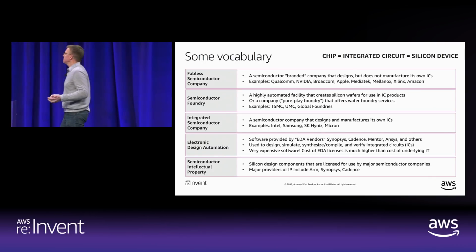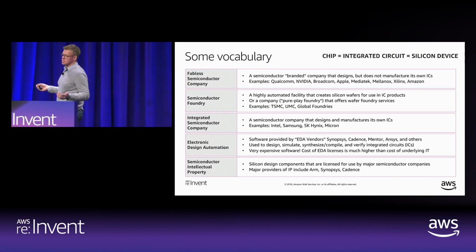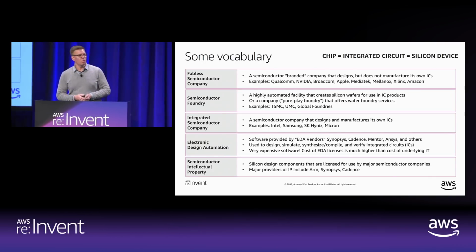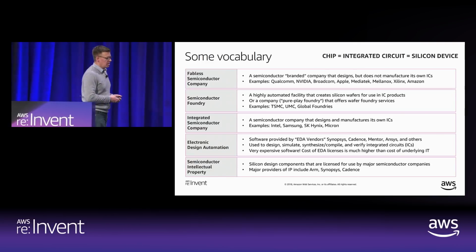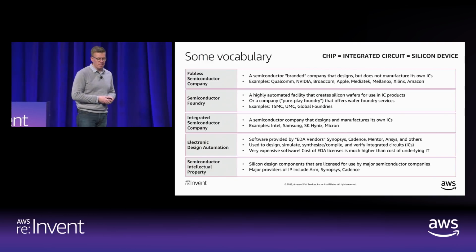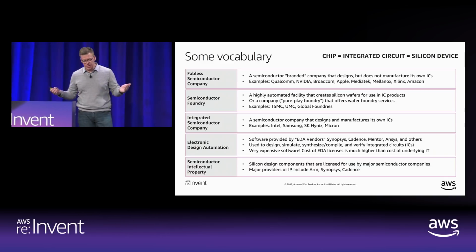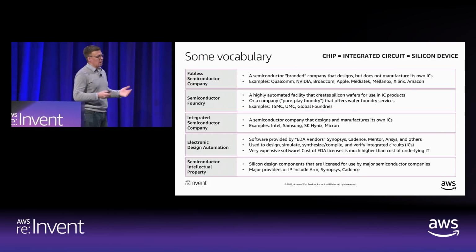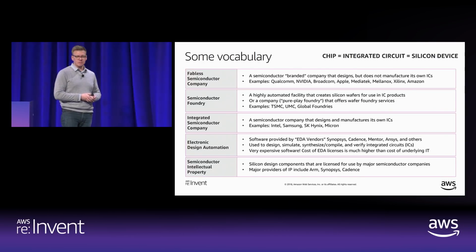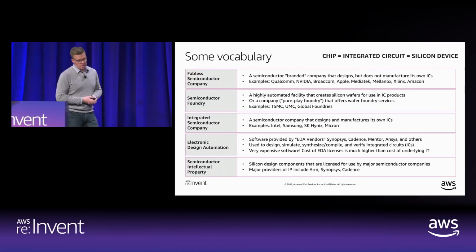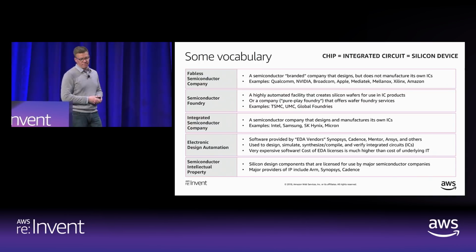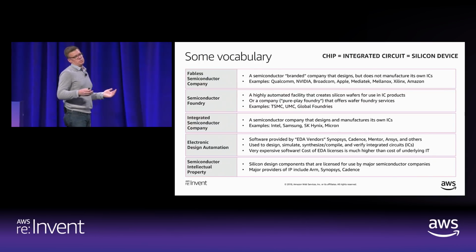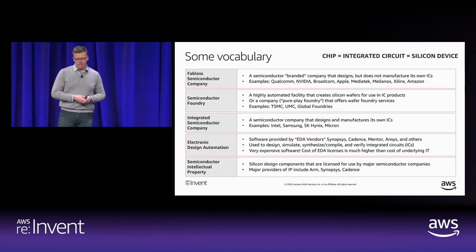We don't own a fab. You just saw that we released a new chip, a new A1 instance type based on our own silicon. There are other examples of fabless semiconductor companies: Qualcomm, NVIDIA, Broadcom, Apple. This is a very common method. And then there's the semiconductor foundry, which is actually what manufactures these chips.